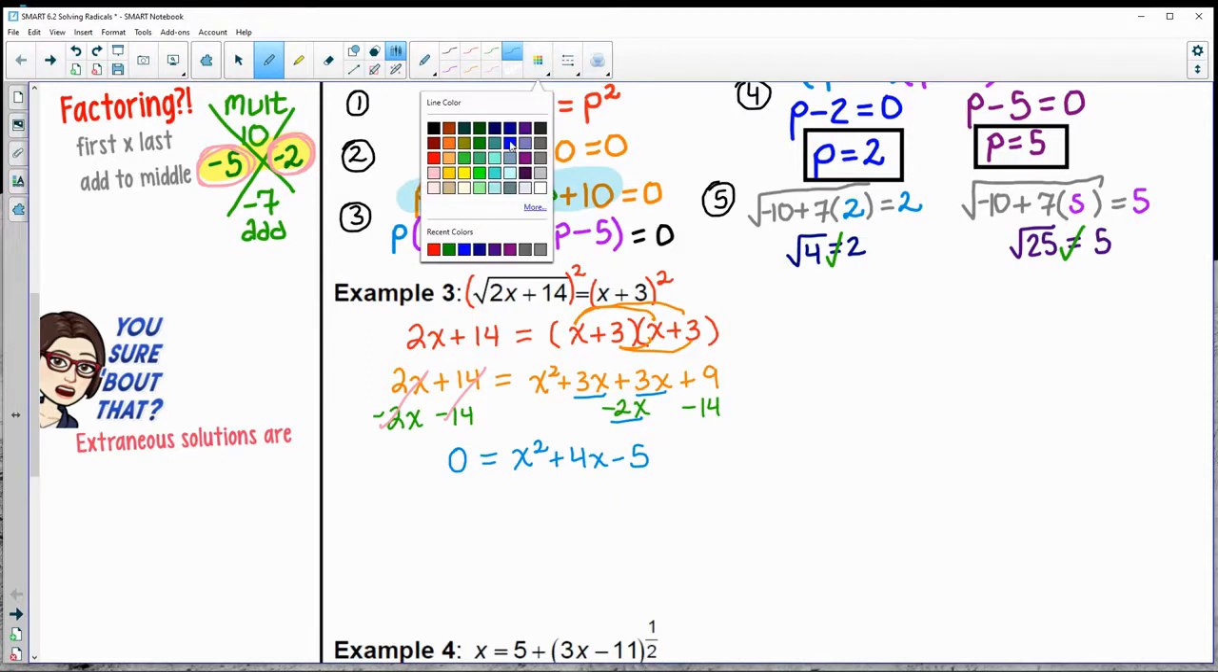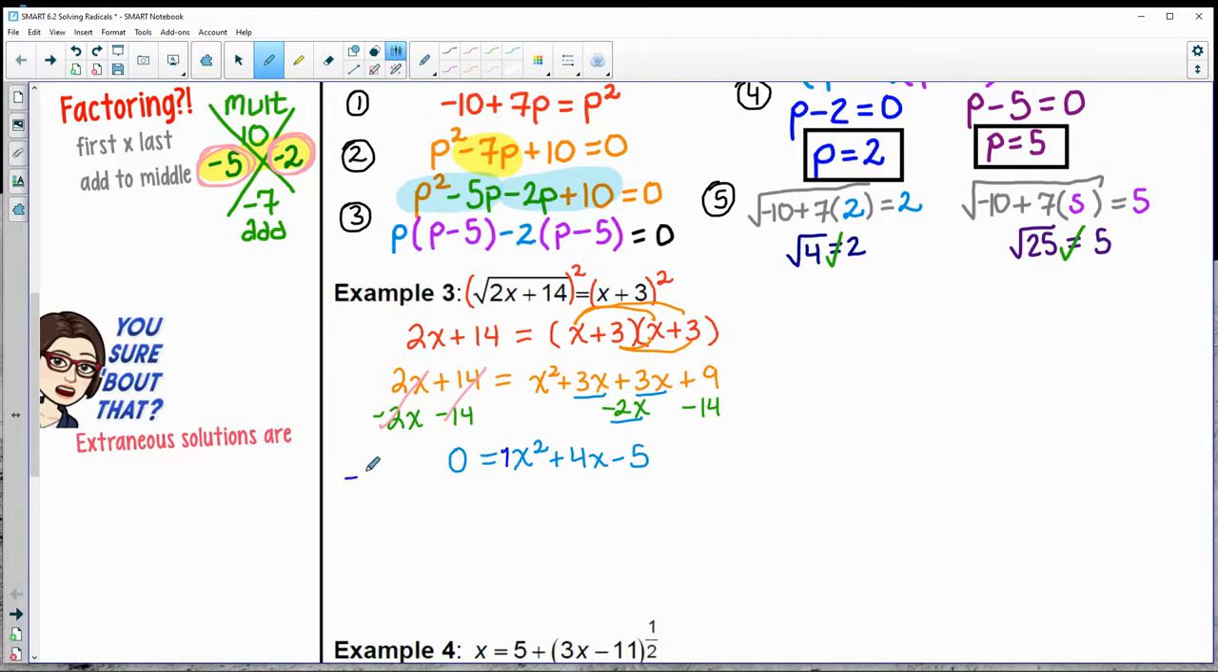Okay, it's going to be just like what we did. First times the last. So what would multiply to negative 5 and somehow add to positive 4. So I've still got the 0. And when I replace the middle and factor, I'll end up getting two pieces that look like x plus 5 and x minus 1.